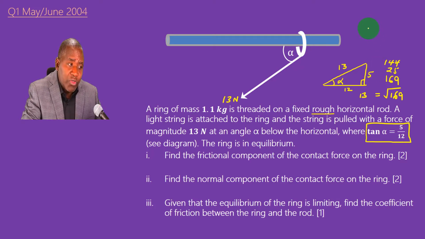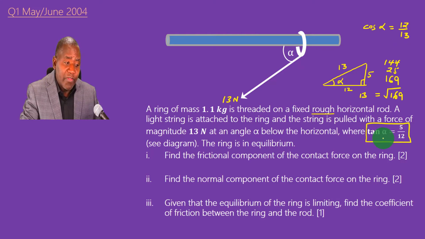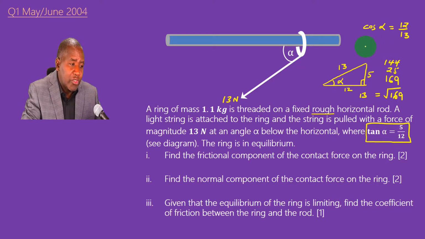You can get the cosine of alpha being adjacent over the hypotenuse. This one will be 12/13, and maintain them as ratios. Don't go ahead and work out that angle like I've seen some students doing. Once they are given this, they work out the angle. Don't do that because the examiner does not intend that you follow that direction.